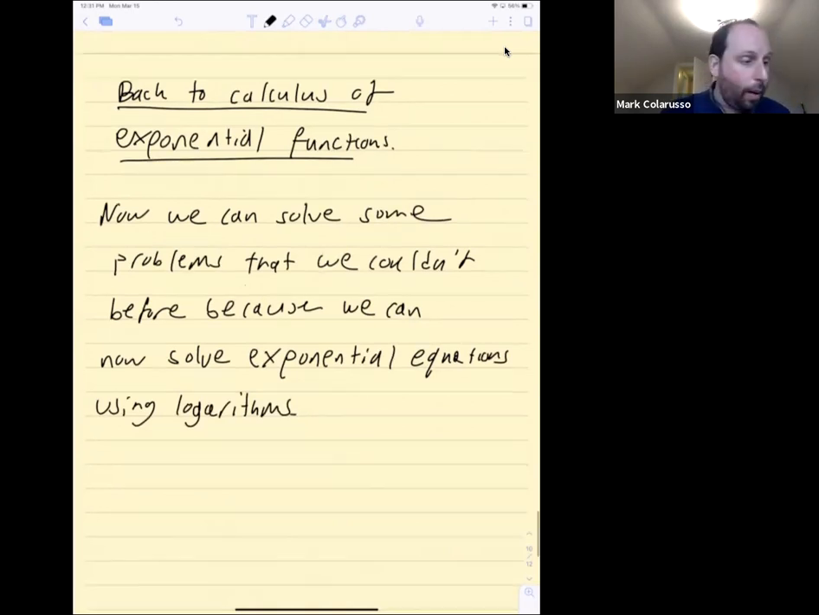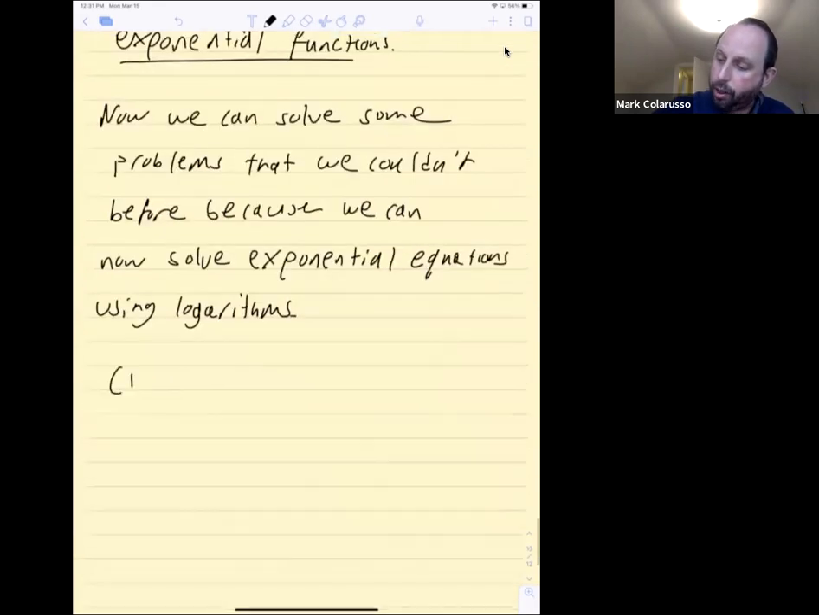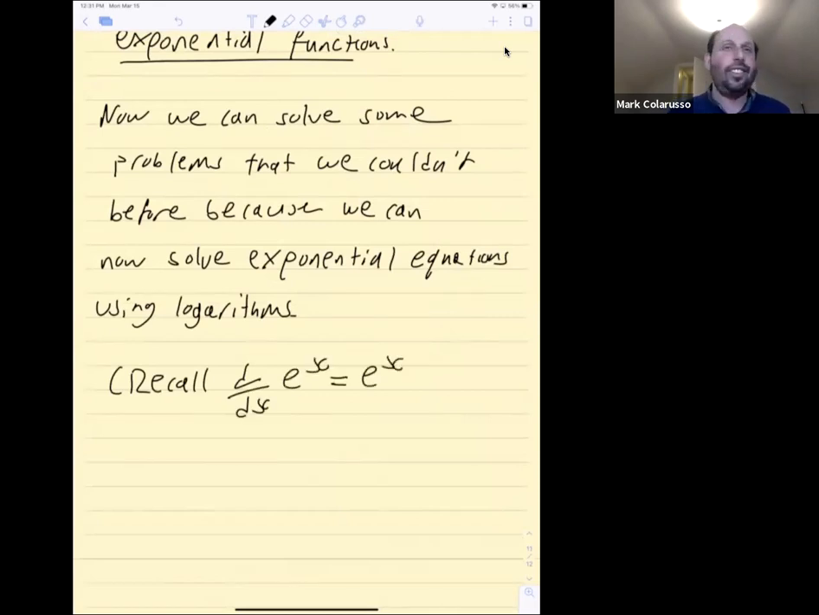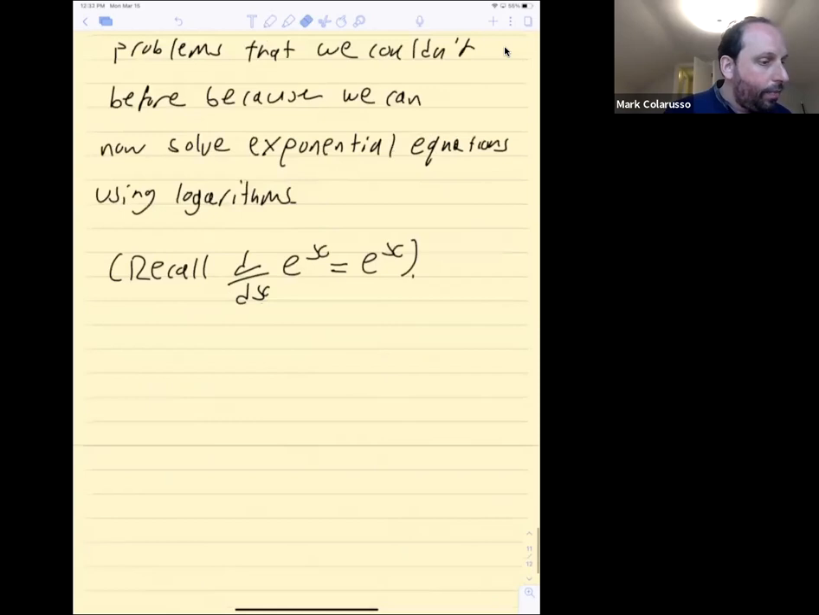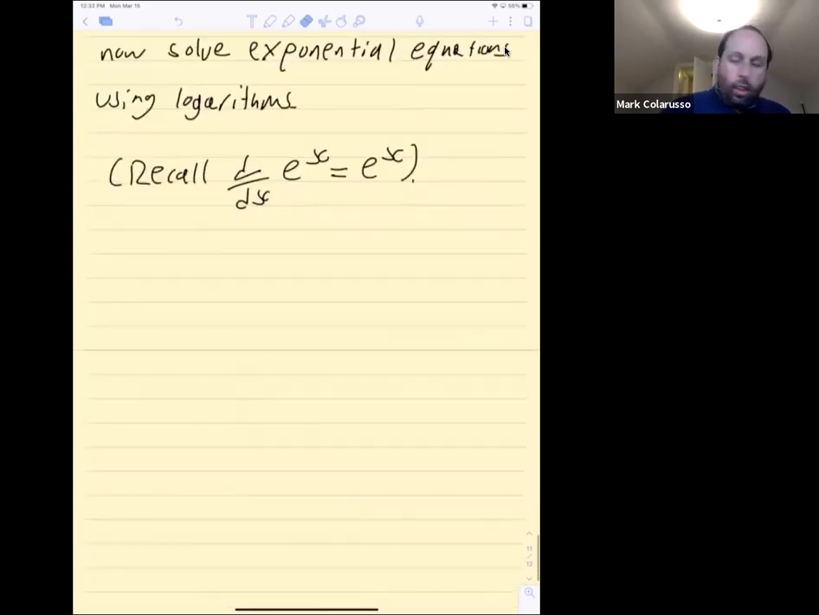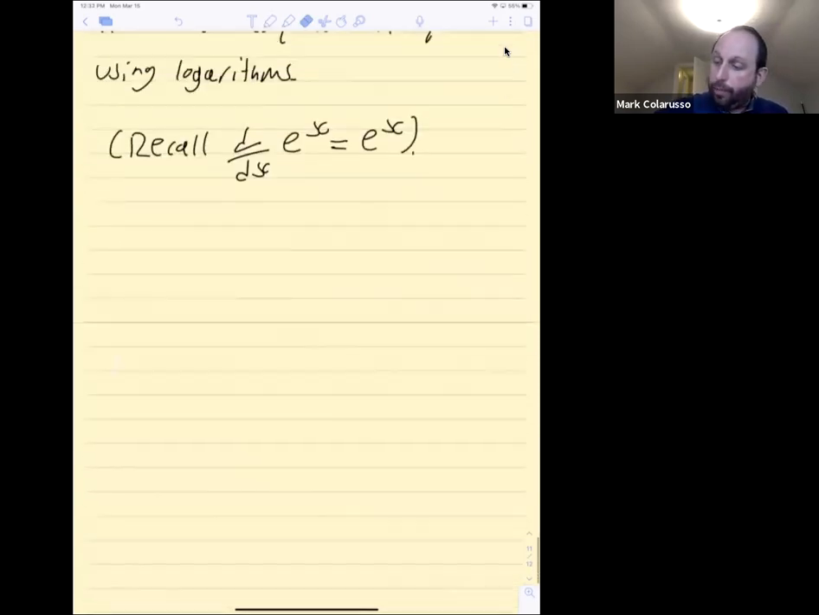Okay, so the thing to recall, and why we love the natural exponential, is that the derivative of e to the x is e to the x. That's what's going to be used in all these calculations. Okay, so here we go. So here's the first example. I'll do two examples of these types of things, and then you can play with more in your homework.